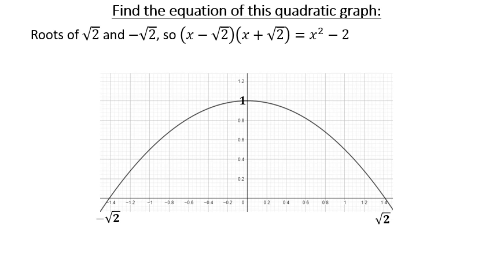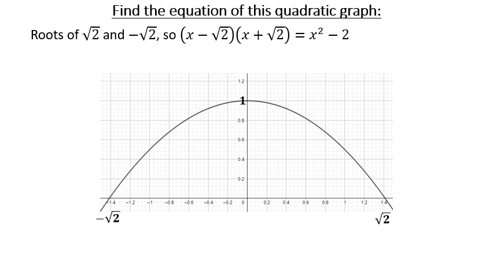So the first thing I would say is, if it has a root at root 2, it has a factor of x minus root 2. Similarly, we can get another factor, x plus root 2, because of the other root, negative root 2. However, if you expand this out and you consider what the graph of y equals x squared minus 2 would look like, you realize that it does not go through the point 0, 1. In fact, it doesn't even look like this. It's curved in a completely different way.